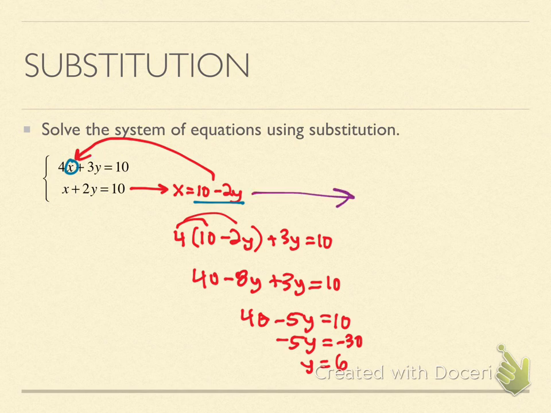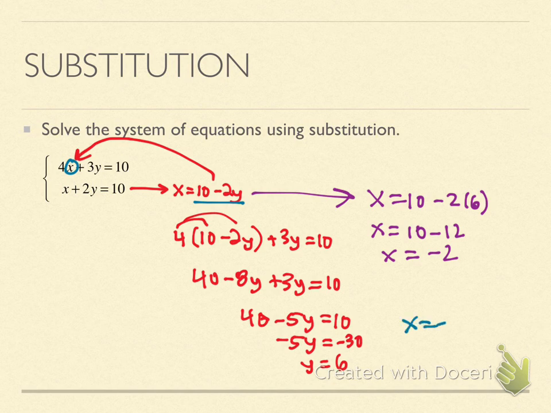So now I know that y equals 6, x equals 10 minus 2 times 6. I just plug 6 in for y in that red equation. So x equals 10 minus 12, so x equals negative 2. So for the final answer here, we have x equals negative 2 and y equals 6 using that substitution method.